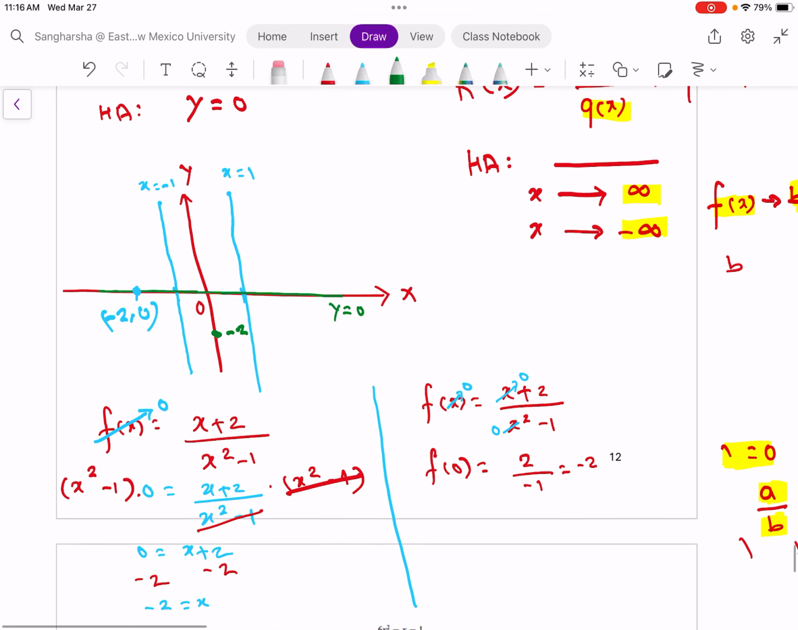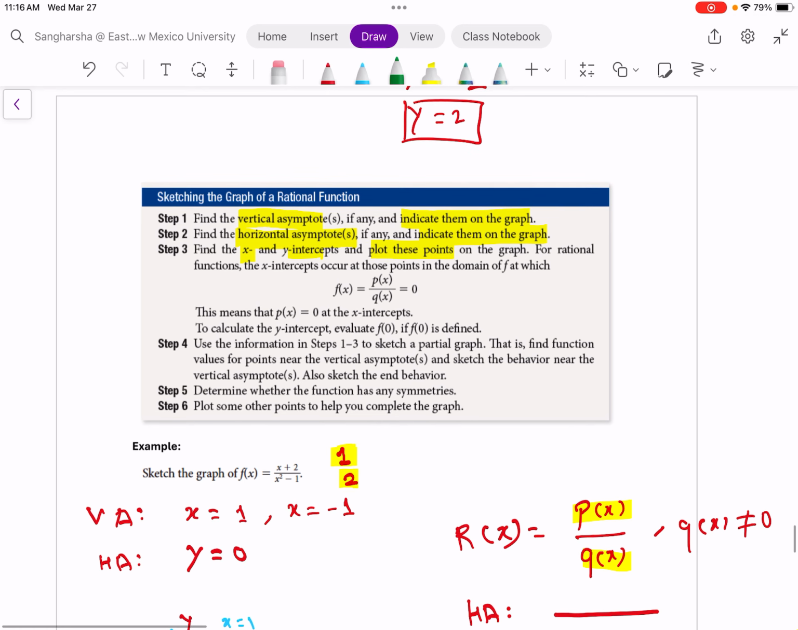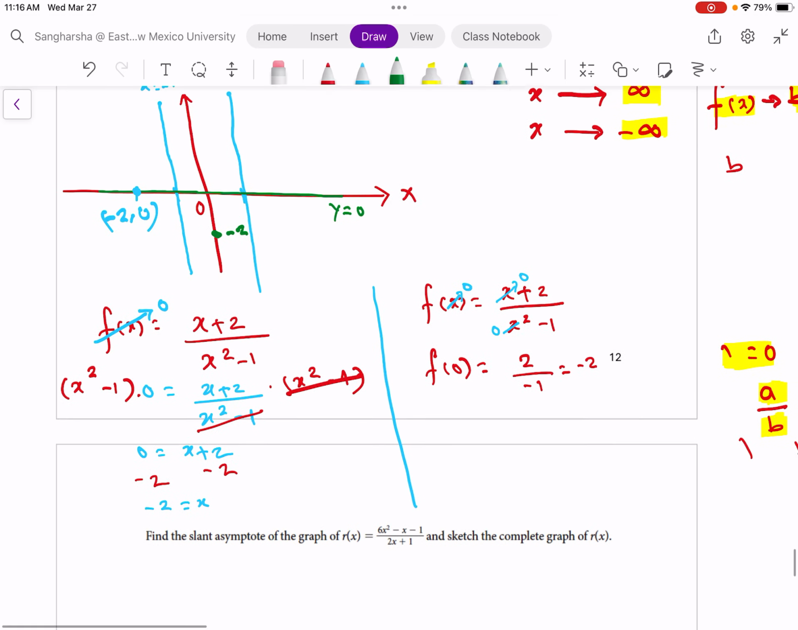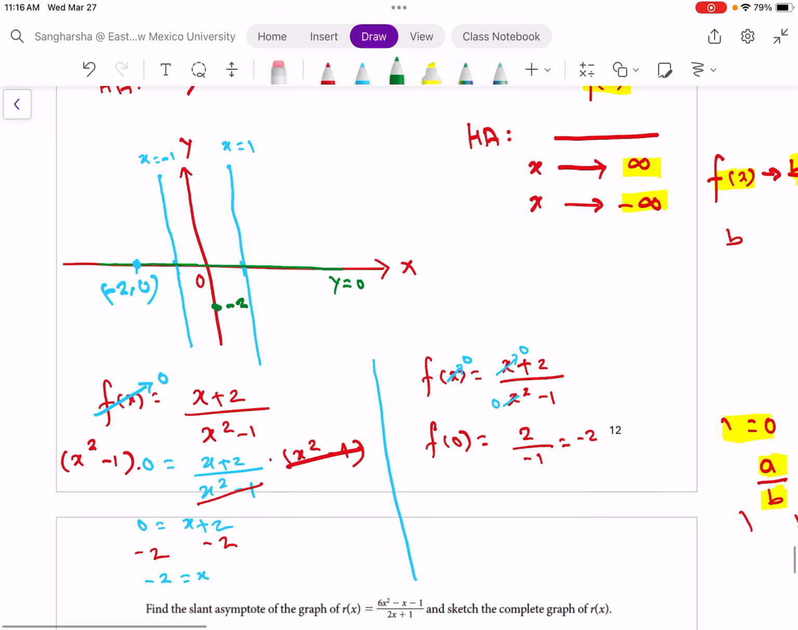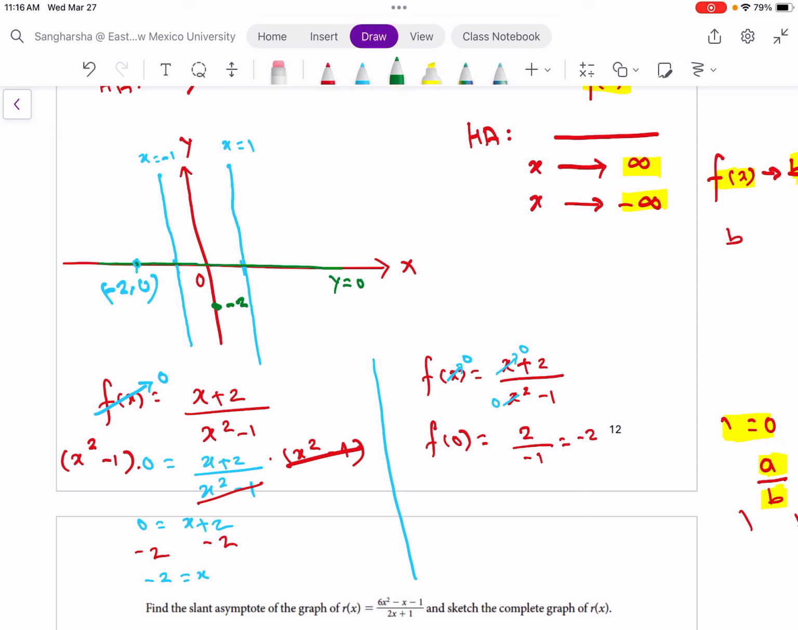Now we have step 4. Using steps 1, 2, 3, we draw a partial graph, and we can find a few more points. We have 2 points here: the x-intercept and this point here. Let's find some more points. Let's make a table here so that it will be easy for us to graph the function.